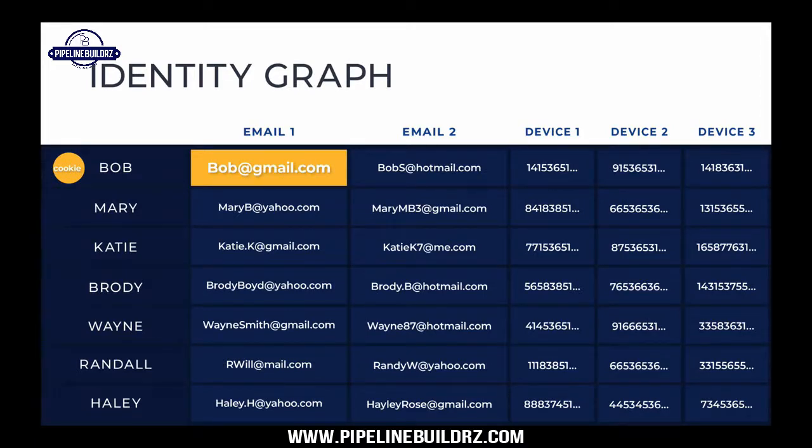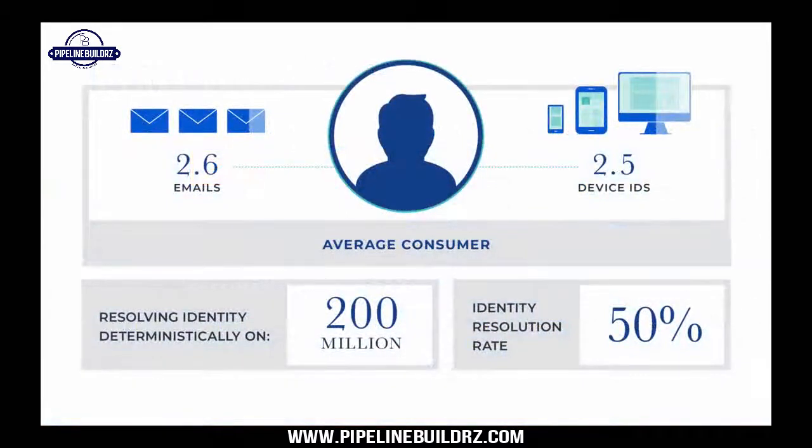Our identity graph contains the deterministically resolved identity of Bob and more than 200 million other U.S. consumers just like him. On average, we can resolve the identity of 50% of visitors to any website, which we can then match up with 2.6 emails and 2.5 device IDs on average per person. But there's more to the story, because at this point we've done a few very important things.